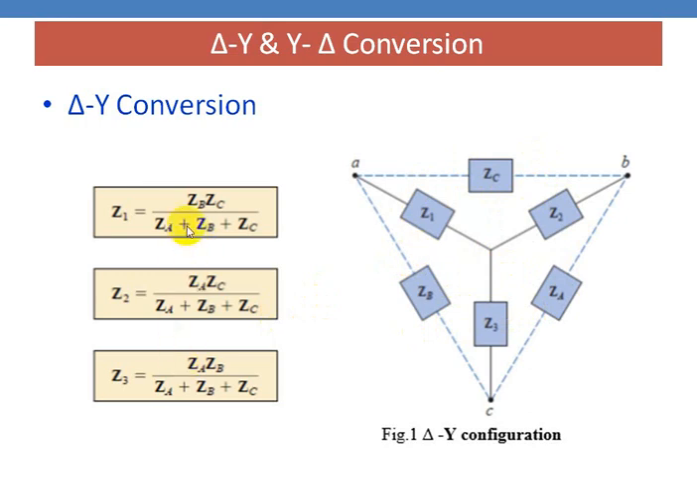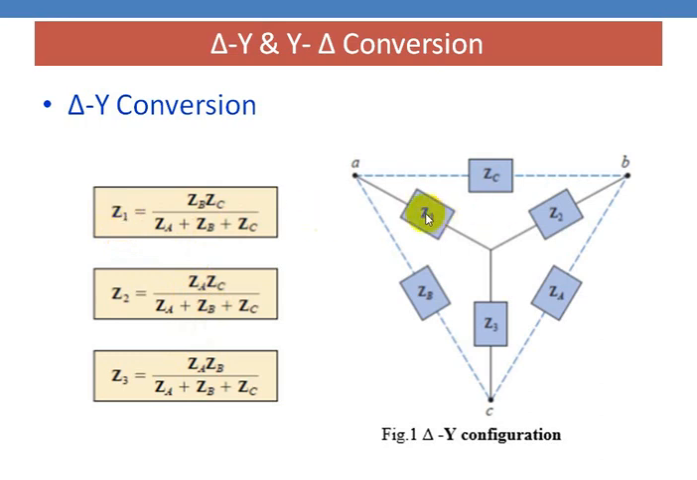We see all these equations, that is, Z1 is the impedance of the star connected network, Z2 is the impedance of the star connected network, and Z3 is also an impedance of the star connected network. So here Z1, Z2 and Z3 are in terms of delta connected impedances. In all the expressions, the denominator is common, ZA plus ZB plus ZC, whereas only the numerator will vary. So we will see how to remember this.